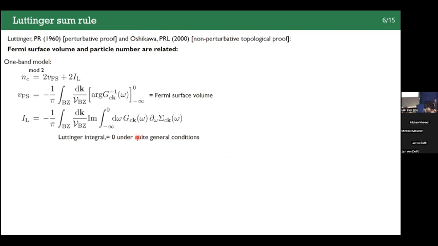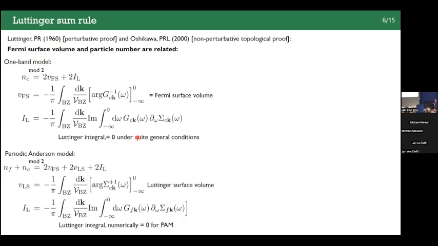Now, there's a very famous Luttinger sum rule going back decades. For one-band models, it looks like this. The electron density is related to the volume of the Fermi surface and a certain integral called the Luttinger integral, according to this Luttinger sum rule. Both these quantities are expressed as integrals over the Brillouin zone. And this one, if the system is a Fermi liquid, basically discounts the volume of the Fermi surface. And this is another term which can be shown under quite general conditions to vanish. That's the content of Luttinger's work. That Luttinger integral generically, at least in the perturbative treatment and with some general assumptions, vanishes.